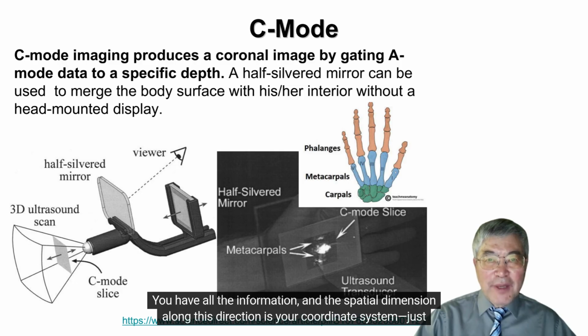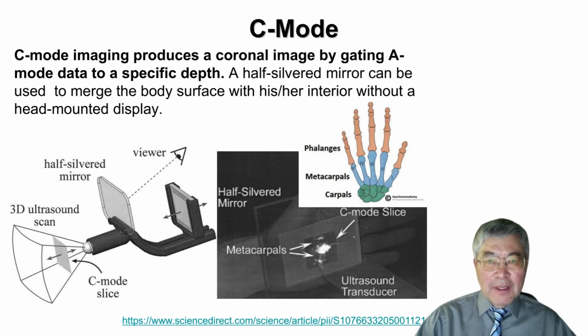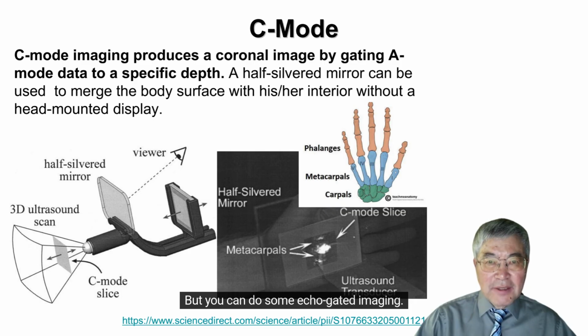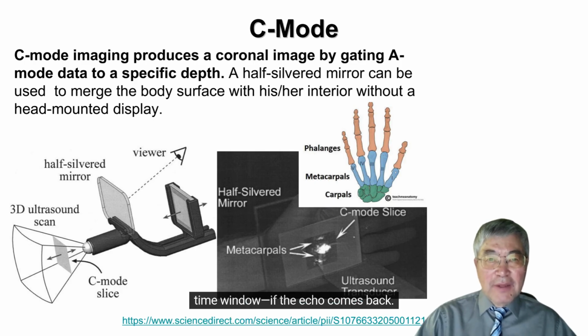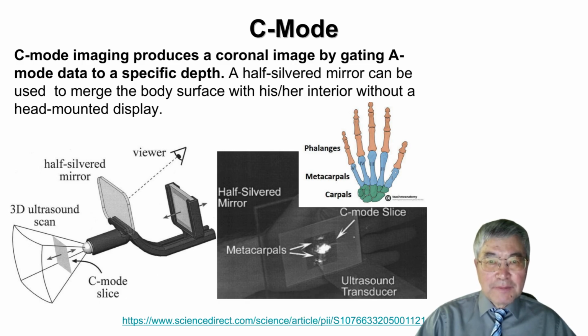You have all the information, and the spatial dimension along this direction is your coordinate system, just one axis. But you can do some echo-gated imaging. You send the pulse in that direction, you wait a certain amount of time, then you see, within a small time window, if the echo comes back. Given the delay time, you really target a specific depth.